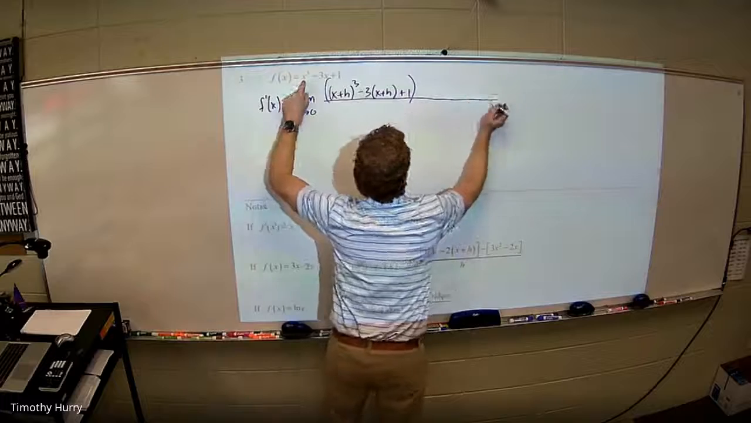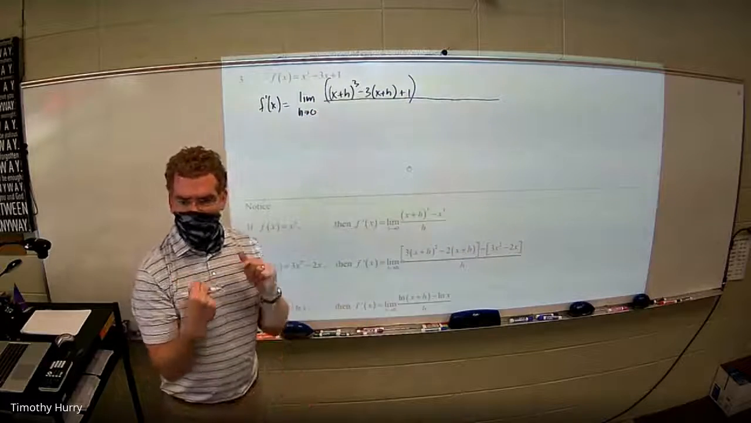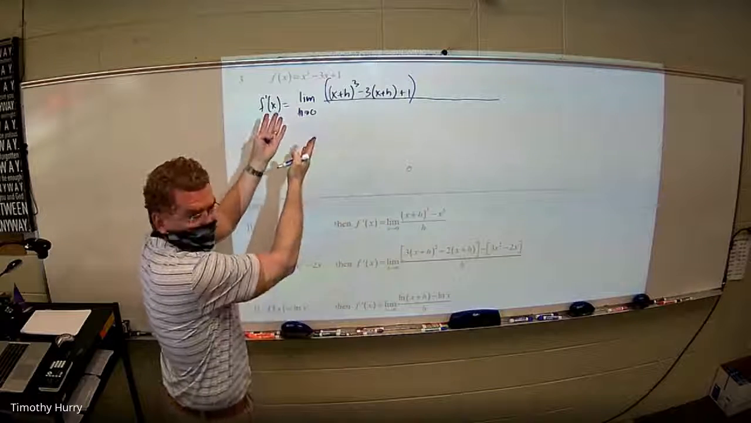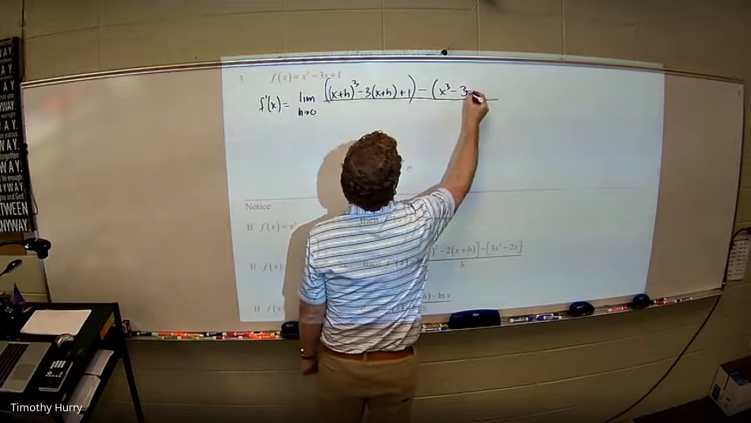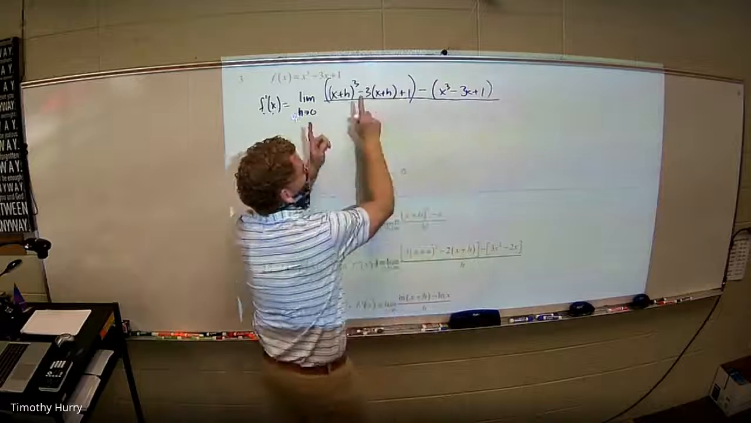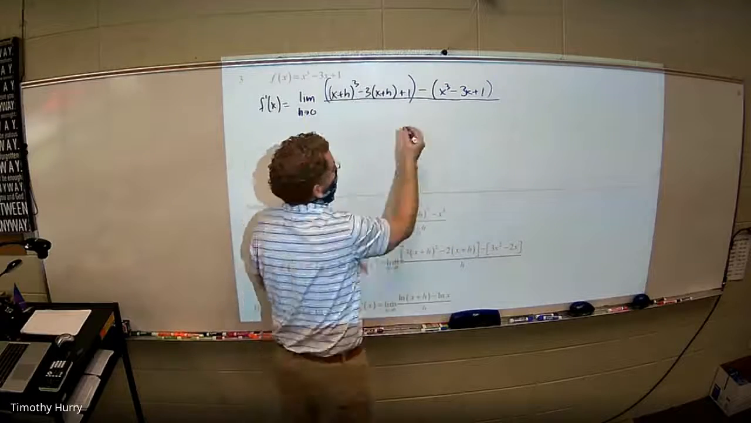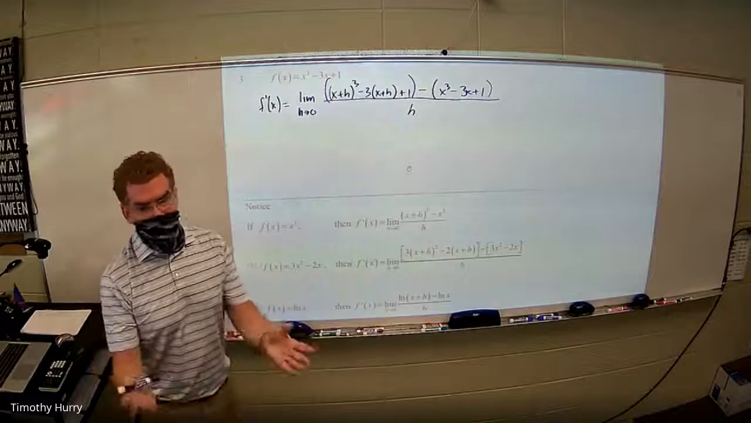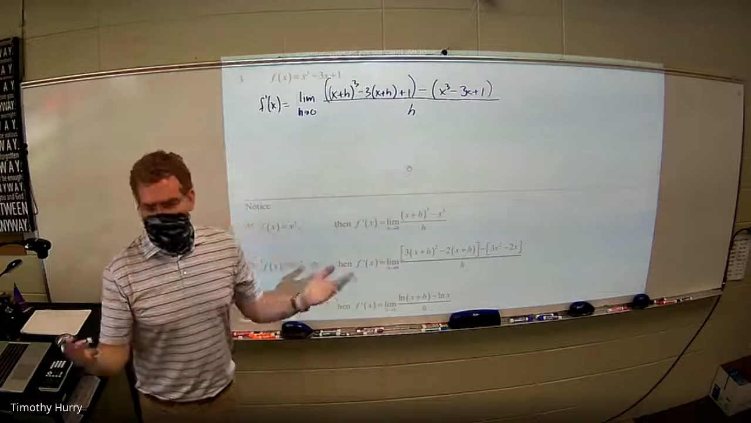Now what do I do once I do the f of x plus h? I subtract f of x. Well, f of x is just the original problem. So I'm going to subtract the original problem. And then my rule is f of x plus h minus f of x over h. So all I have to do is do this limit now. And again, what's going to happen if I try to do the limit right now and I plug in 0? I get 0 over 0.